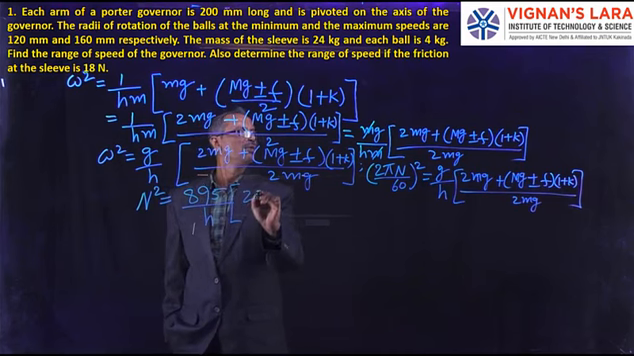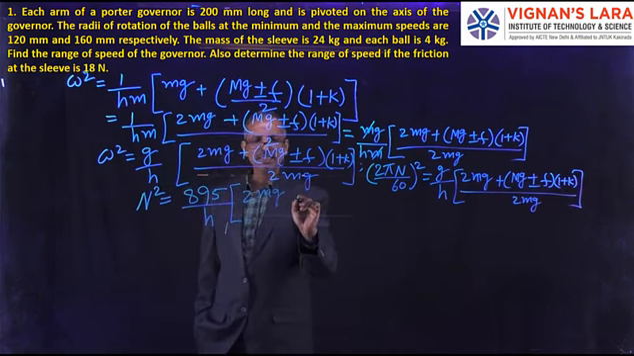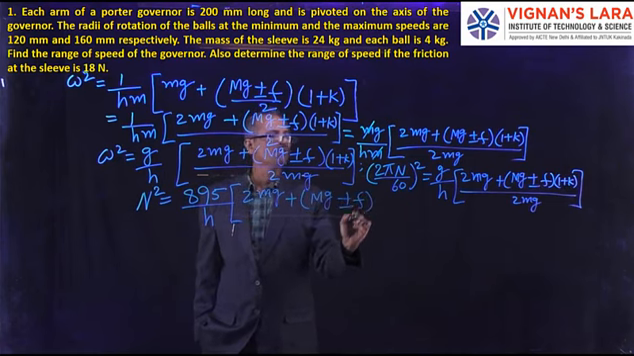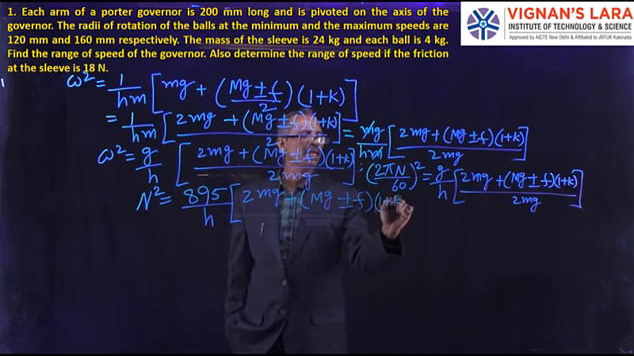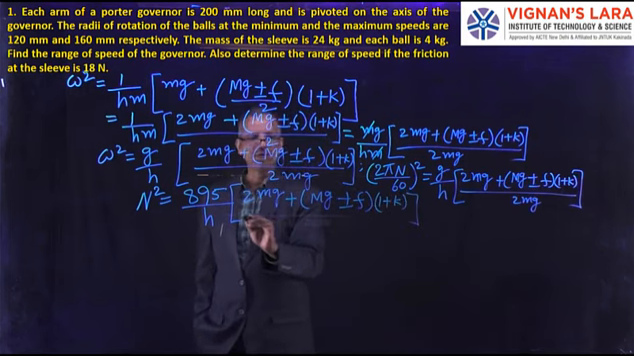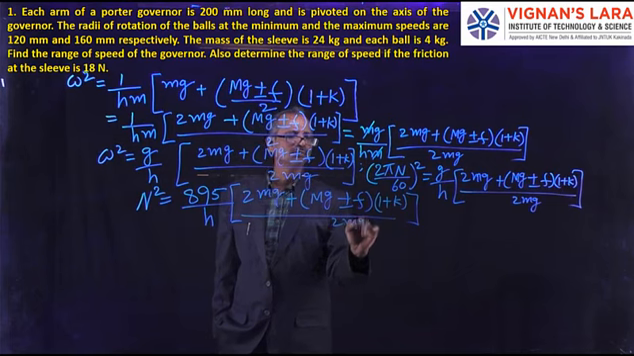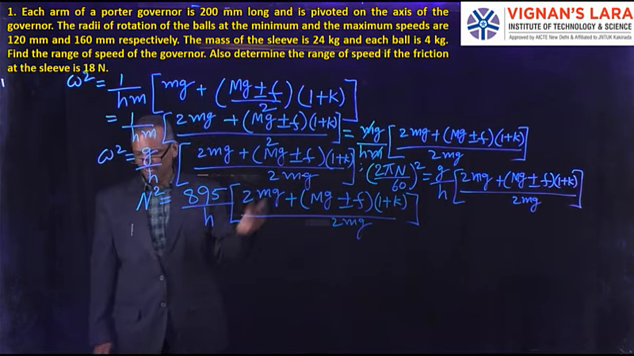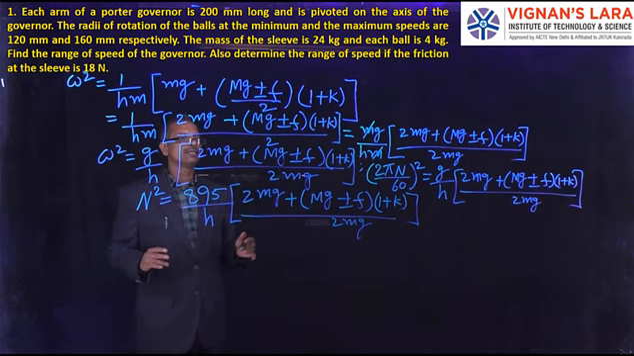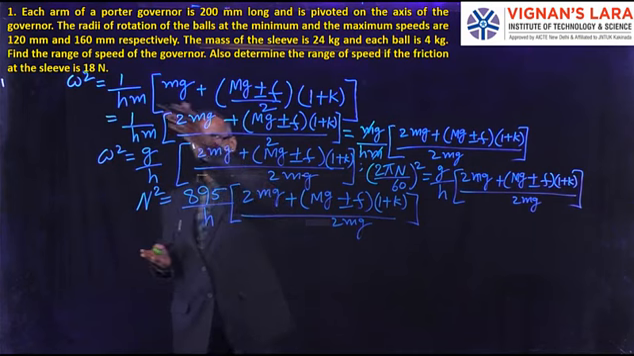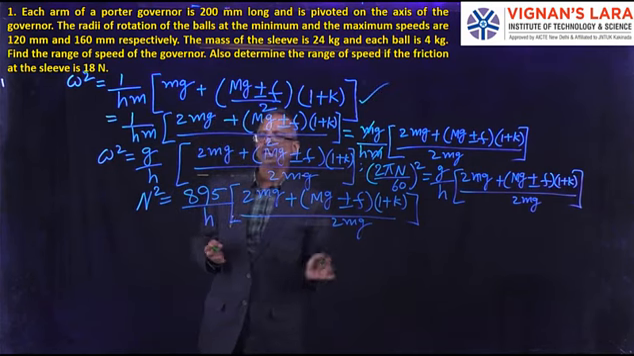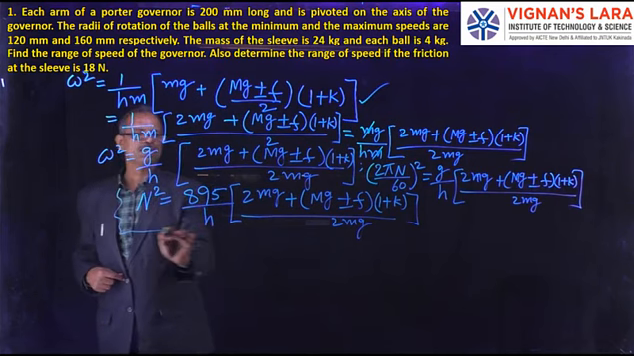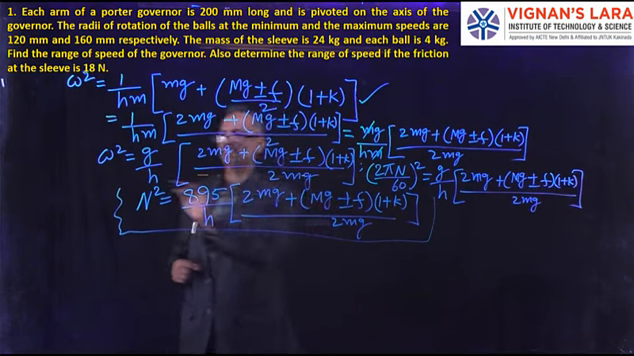into (2mz plus mz plus or minus f) into (1 plus k by 2mz). So this is once again a mathematically simplified version of the previous one, isn't it? If you don't want to simplify this, you can use the basic equation directly and solve the problem. I have just written this equation because I can get the solutions very easily for that purpose.